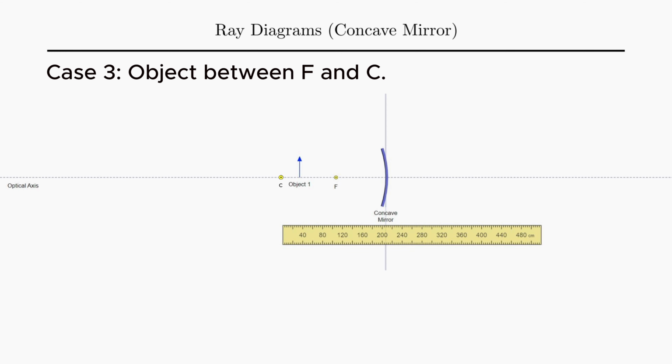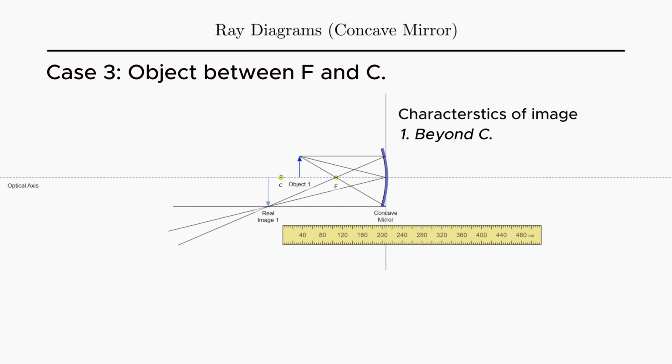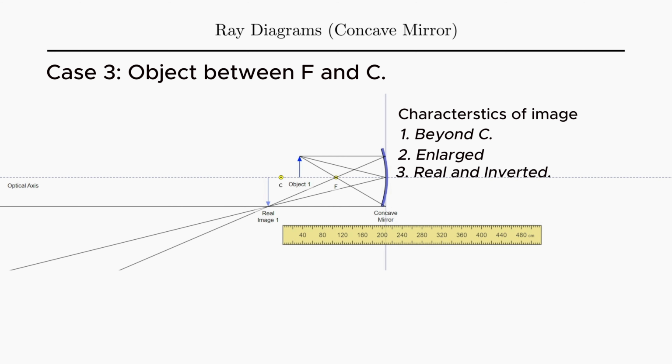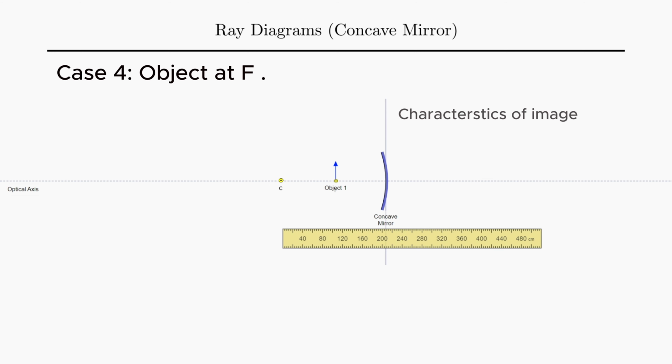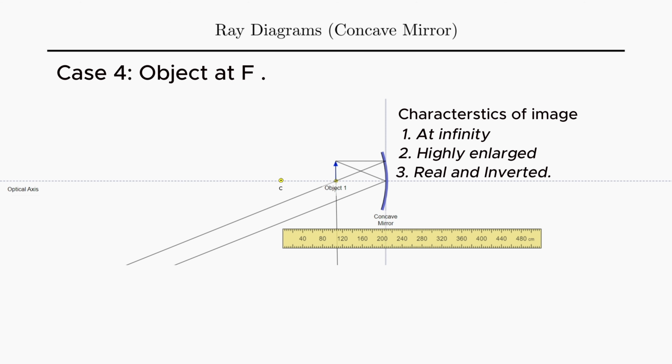Next case is when the object is placed between center of curvature and focus. For this case, the image is formed beyond C, which is enlarged, real and inverted. If the object is placed at focus, we see the reflected rays will meet at infinity. The image formed will be highly enlarged, real and inverted.